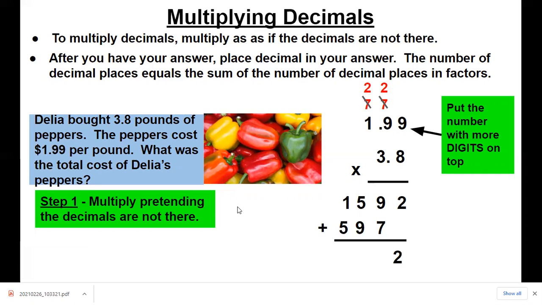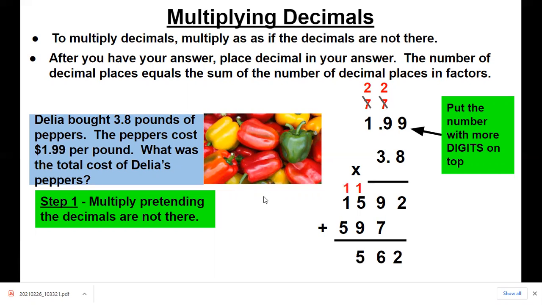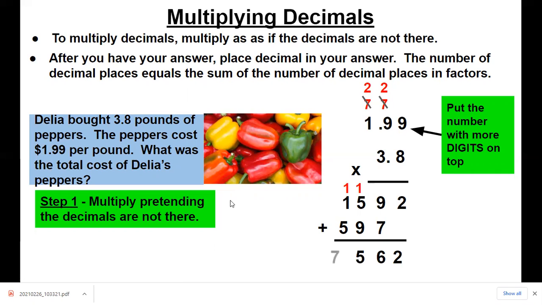9 plus 7 is 16. Carry the 1. 9 plus 5 is 14, plus 1 is 15. Put down the 5 and carry the 1. 5 plus 1 is 6, plus 1 is 7. So I'm going to put down the 7.